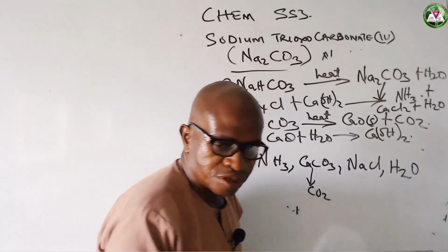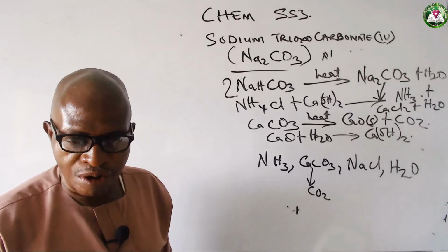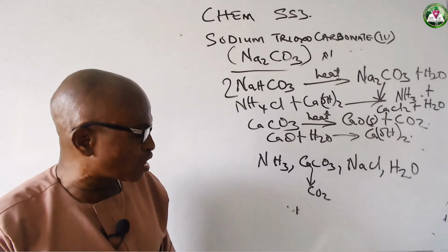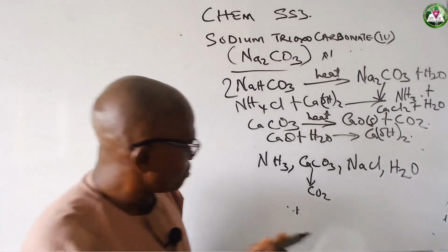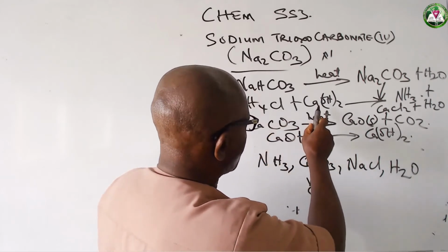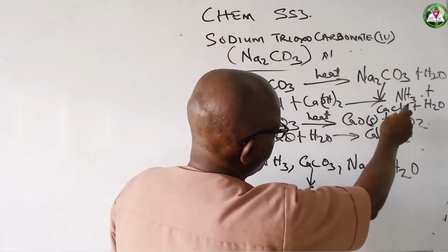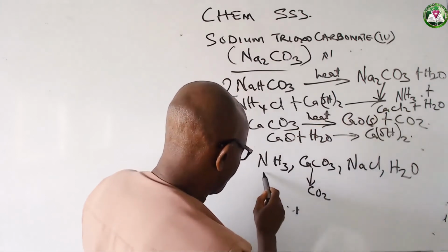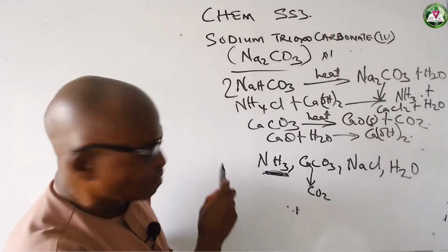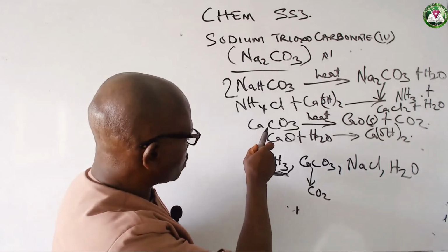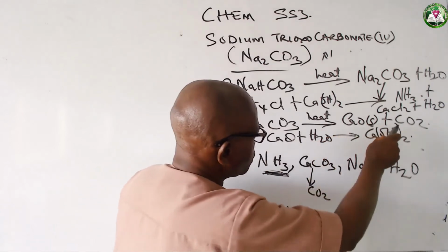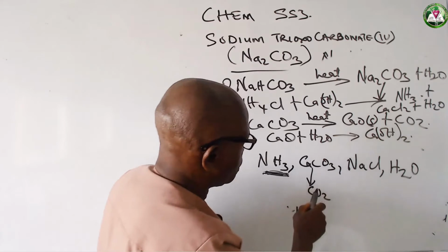Then the sodium hydrogen trioxocarbonate 4, when you heat it, it will give you the product you are looking for, which is sodium trioxocarbonate 4. You discover that the ammonium chloride, if you react it with calcium hydroxide, you will recover ammonia, which is one of the raw materials you are using here. Then you saw that the calcium trioxocarbonate 4, when you heat it, will give you calcium oxide and CO2. The CO2 is the raw material which you are using here.